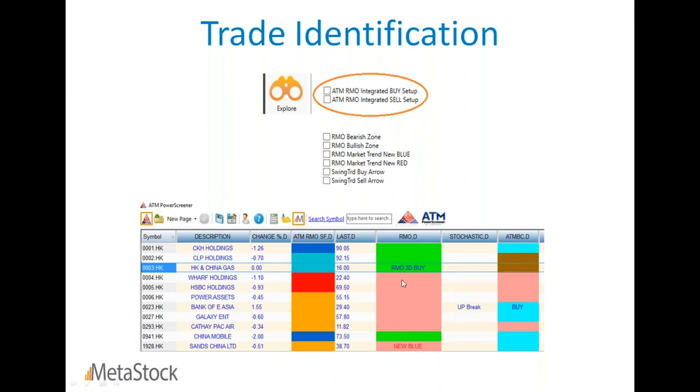And the beauty about the power screener is you don't have to run it. What's the difference between the power screener and the Explorer? The power screener, once you switch it on, it's on. It's ticking live, tick by tick. It's running all the time if you have real-time data.